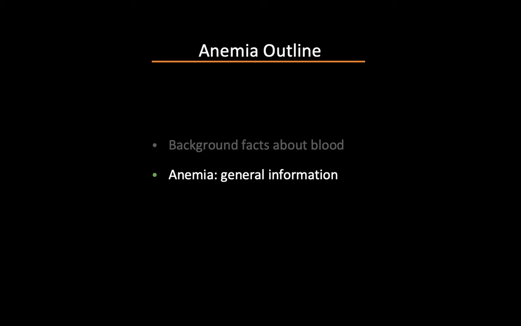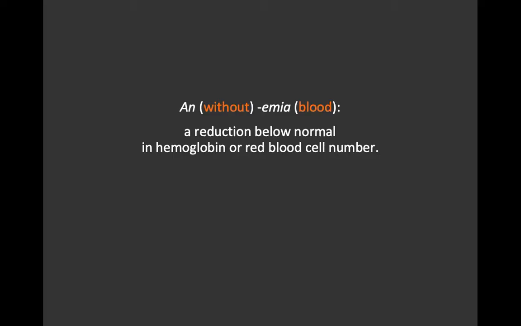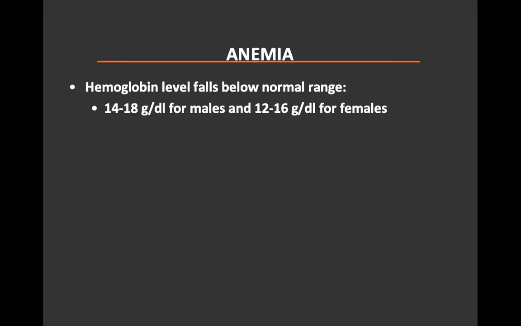All right, so let's talk about anemia, some just general information. An means without, emia in the blood. So this is a reduction below normal in hemoglobin or red blood cell number. Hemoglobin levels fall below the normal average, and the normal average for men is about 14 to 18 grams per deciliter, and for females about 12 to 16 grams per deciliter. So on average for men about 16 grams per deciliter, 14 grams per deciliter for females.